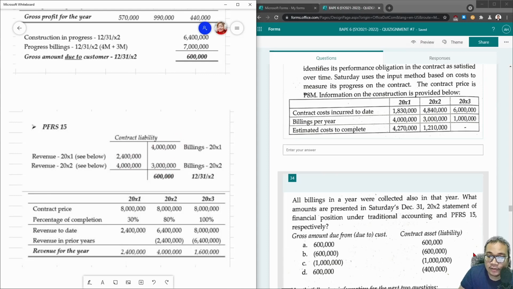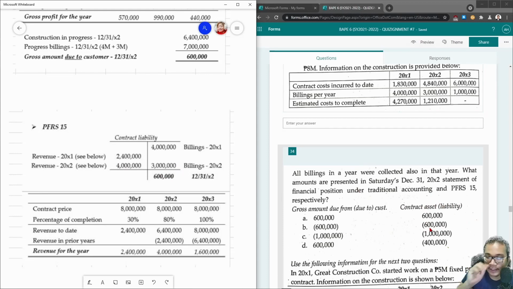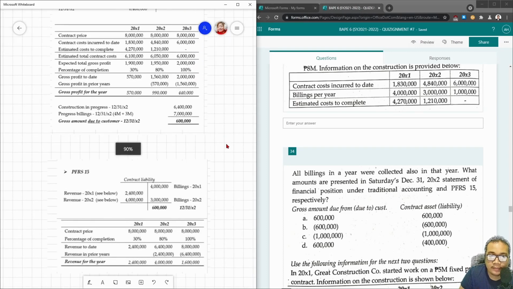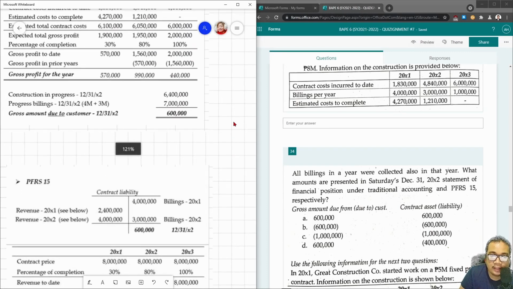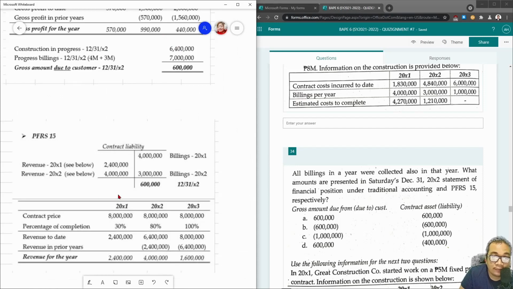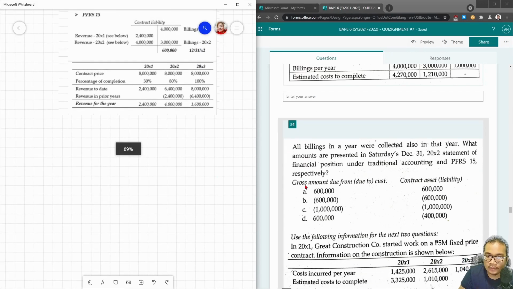Aba, grabe naman. So, kaya may contract liability ka in the amount of 600,000. Kasi nga, entitled ka lang sa 6.4 kasi yan pala yung nagagawa mo. Bakit ka nahingi ng 7 million? So, meaning, yung excess of 600,000, liability mo yun. Contract liability. Kailangan mo pa yung gawin. Yan yung meaning yan. Same concept, same fundamentals from traditional accounting and PFRS 15. Nag-iba lang sa presentation. But the fundamentals, the concepts is the same. So, yan. The answer is letter B.